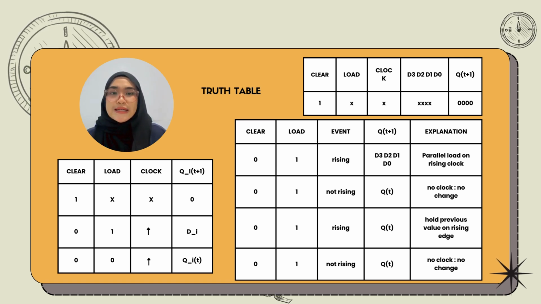In short, clear has the highest priority, the clock edge triggers the update, and the load signal decides whether new data is stored or the old data is preserved.